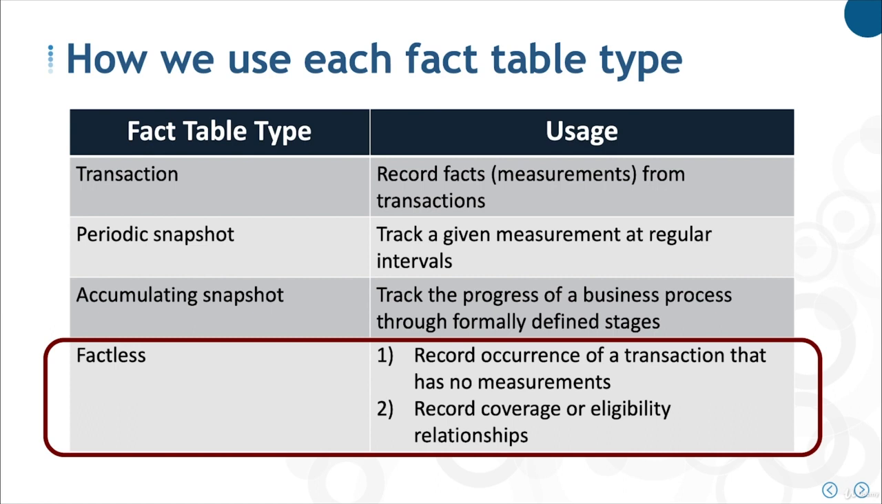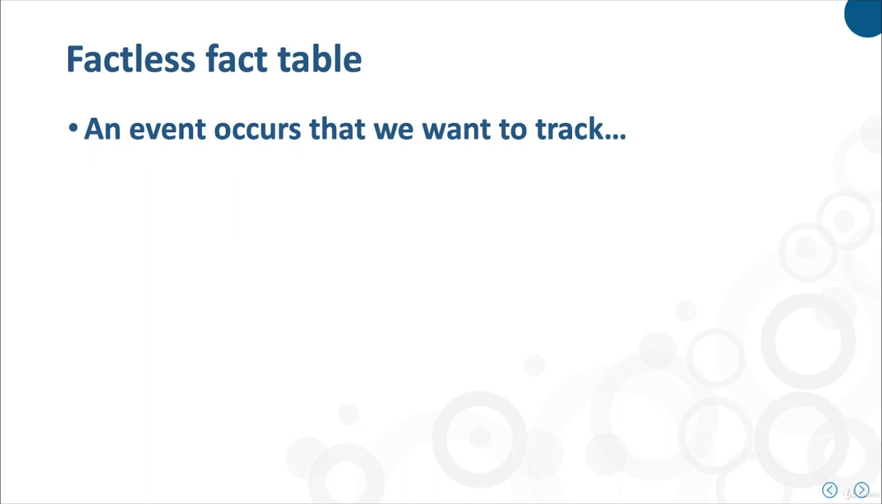In the case of the Factless fact table, we actually have two different reasons and two different purposes for which we would use one of these. The first is we want to record the occurrence of some sort of a transaction, but there's actually nothing to measure about that transaction. And the second is that we want to make a formal record of some sort of a coverage or eligibility relationship. Let's look at examples of both of those.